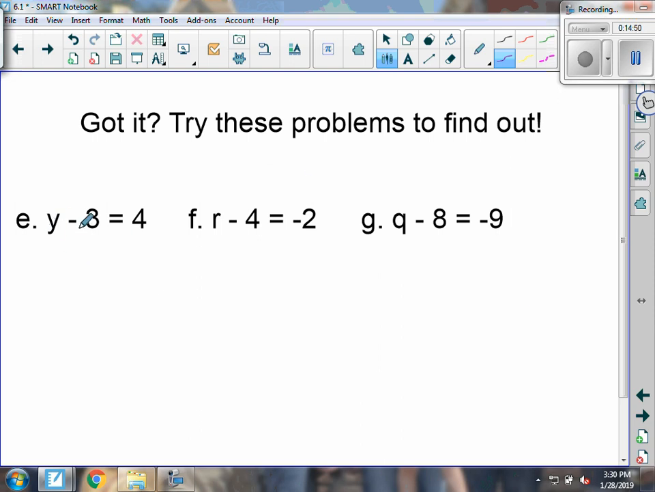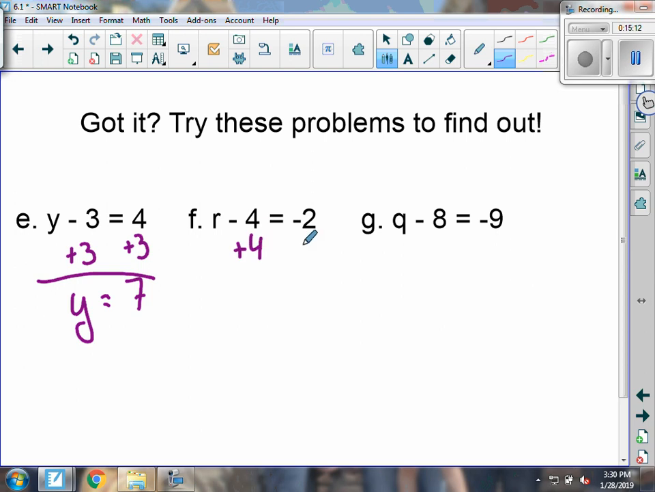So we have y minus 3 is equal to 4. I'm going to add 3 to both sides. Remember, that's how we word it. Before it was subtract from both sides. Now we're going to specify what we're adding to both sides. So add 3 to both sides. So I have y is equal to 7. For F, we have r minus 4 is equal to negative 2.